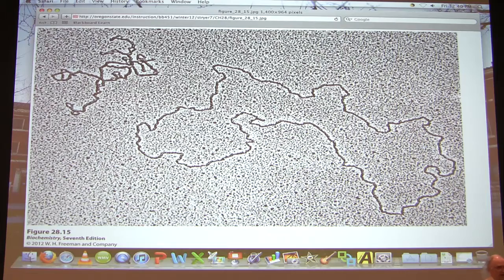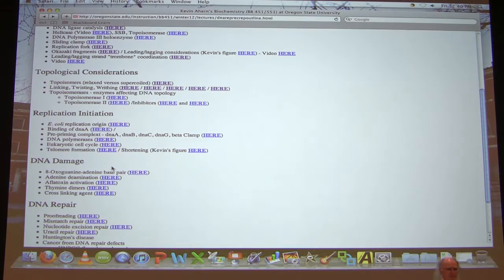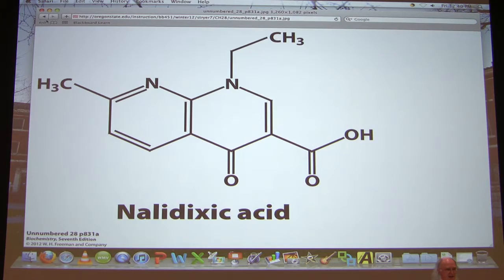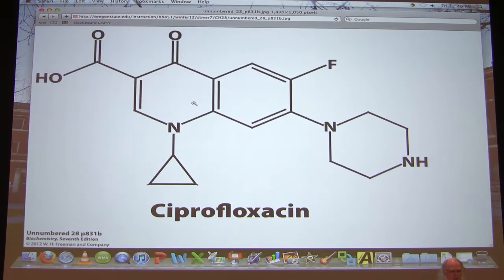Okay. But there are enzymes that are very specific for topoisomerases in E. coli that will make that happen. Okay, there are inhibitors there. There's nalidixic acid. That's more of a general one. And there's ciprofloxacin, which is an antimicrobial.